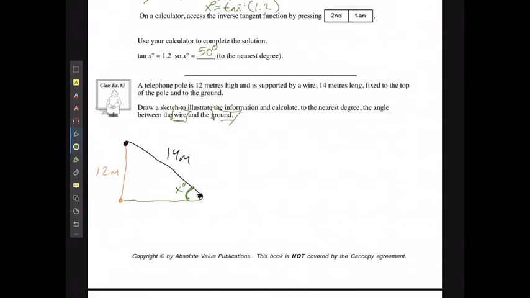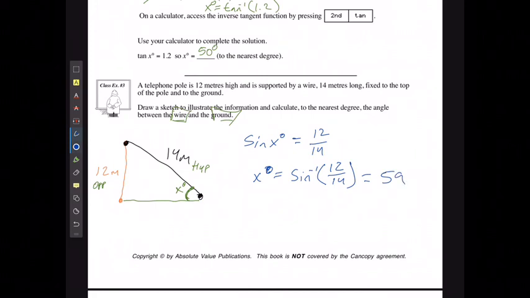So in this case, I know the opposite, and I know the hypotenuse. Well, the only one that has opposite and hypotenuse is sine. So I can say that sine of x degrees is equal to 12 over 14, which means that x degrees is going to equal sine to the -1 of that ratio, 12 over 14, which is going to equal approximately 59 degrees if we're doing it to the nearest full degree.